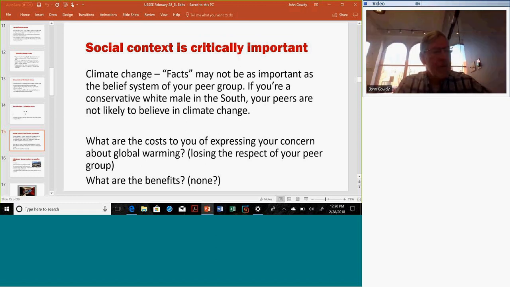This kind of thing is really important in environmental policies like climate change. We all know this, really: facts may not be as important as the belief system in your peer group. A conservative white male in the South, your peers are not likely to believe in climate change. So the cost to you of expressing your concern about global warming is that you lose the respect of your peer group to some extent. What are the benefits of standing outside your group? Probably really none. One person doesn't make that much difference. So people use social context in terms of environmental policy.